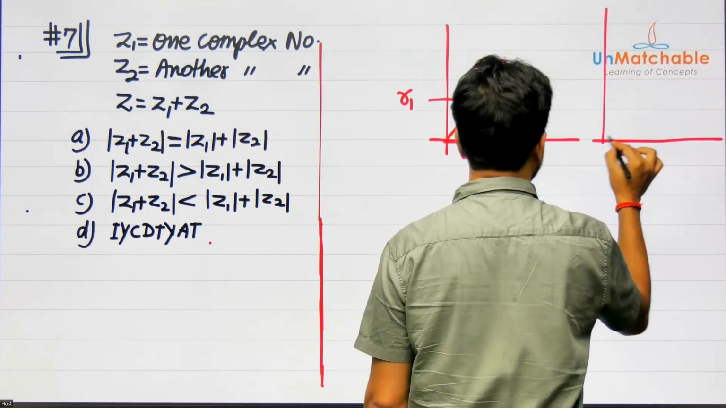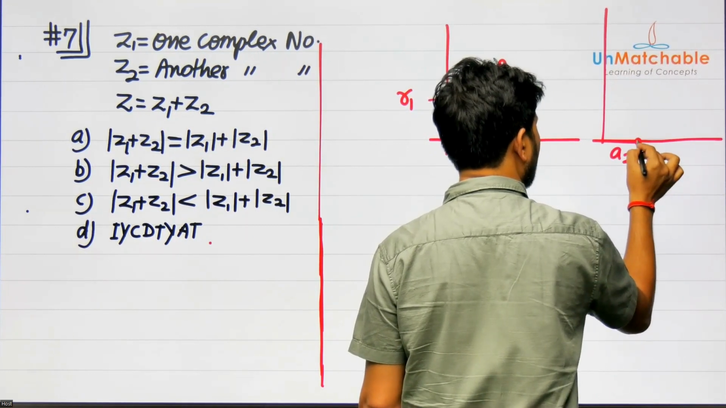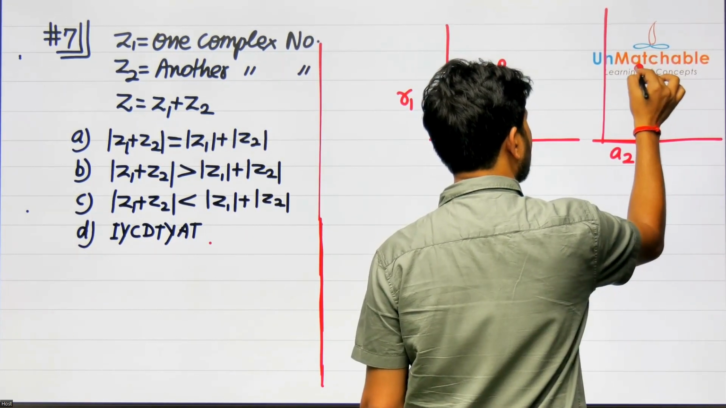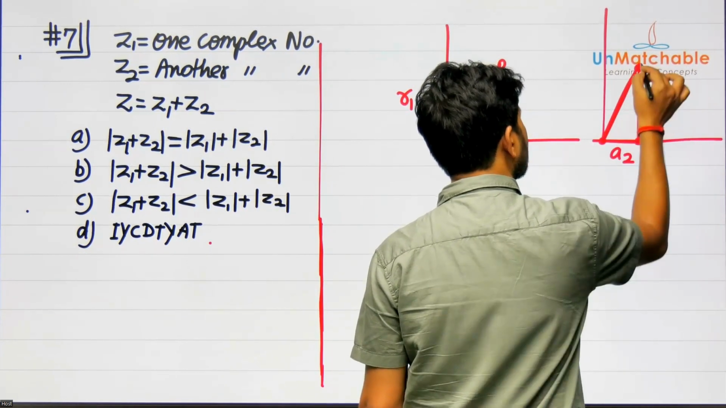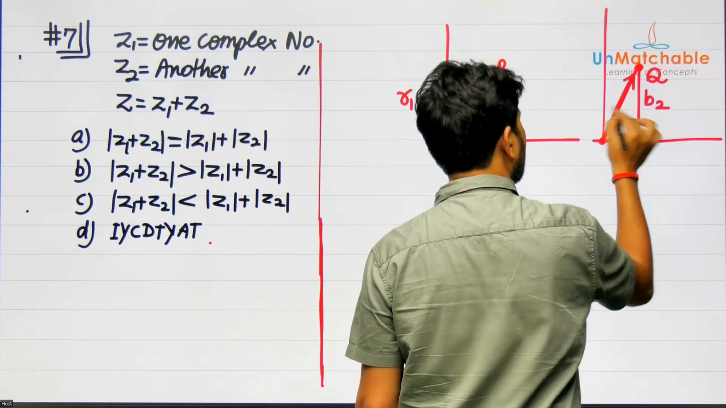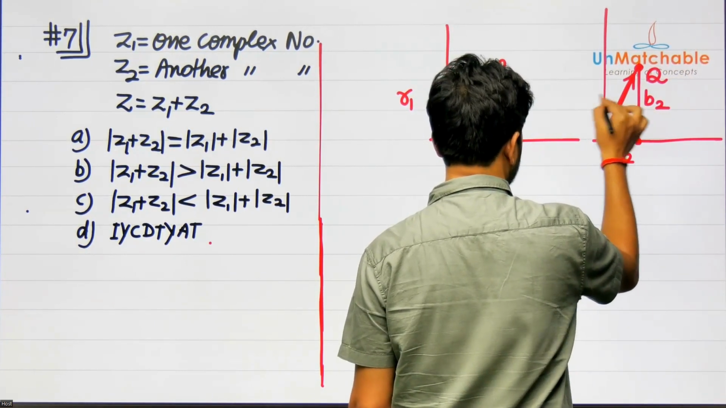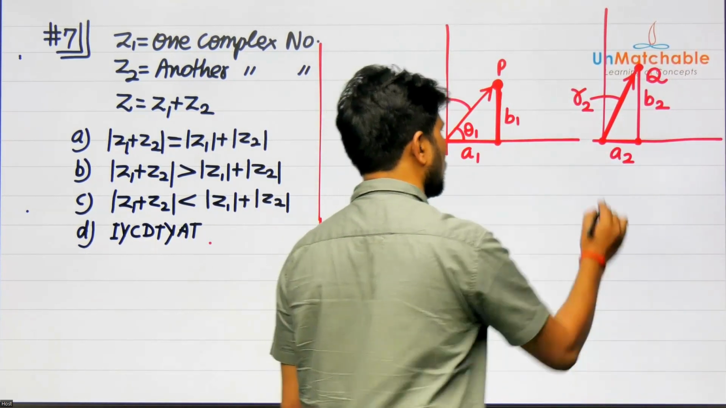We are now going to represent Z2 also like this, that Z2 is having real part a2 and imaginary part equal to b2, and then this point Q that I have marked this way is representing the Z2 complex number, which is having modulus equal to the length of OQ.